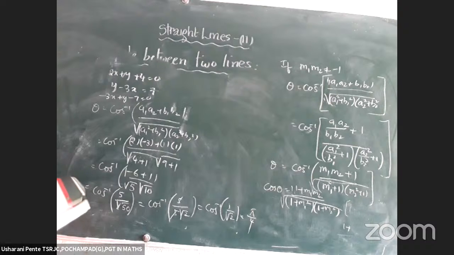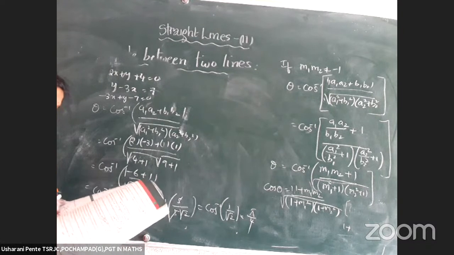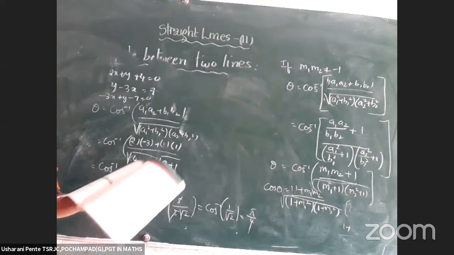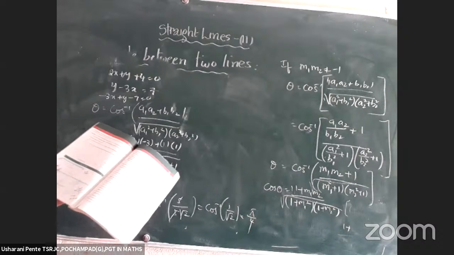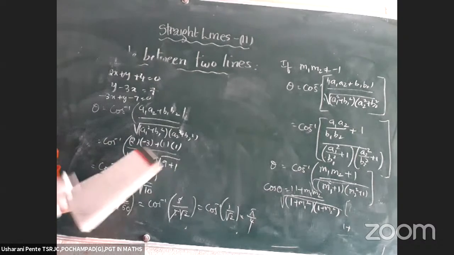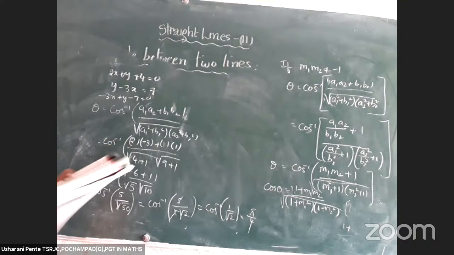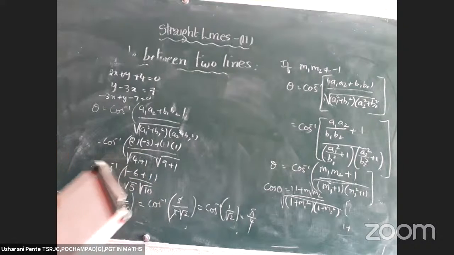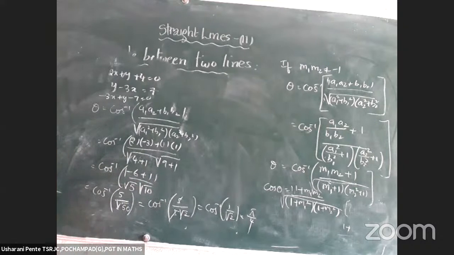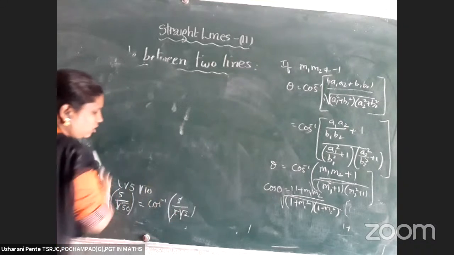In the exercise, you have some problems: in exercise 3D, find the angle between the straight lines. That is the first bit. And you have another one, the 10th problem in the first bit: find the equation of a straight line parallel to the given line and passing through the point.